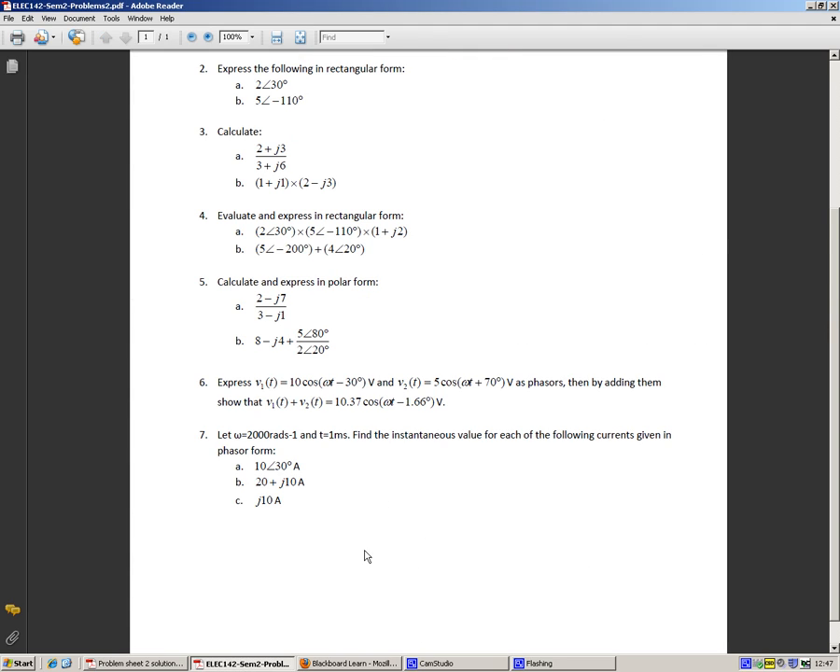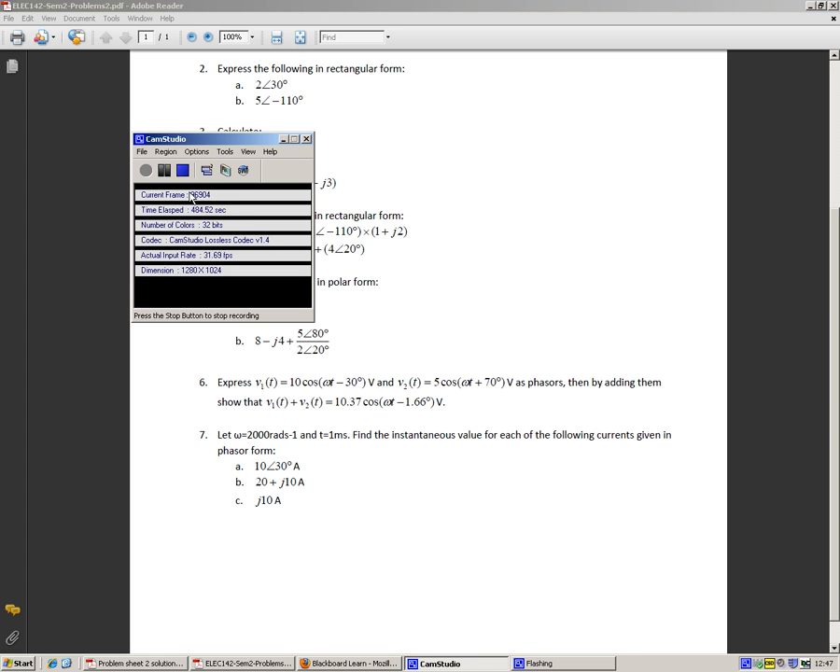The final two, I've said, are a bit more like exam questions, so questions 6 and 7. I'm going to answer those in a separate session.